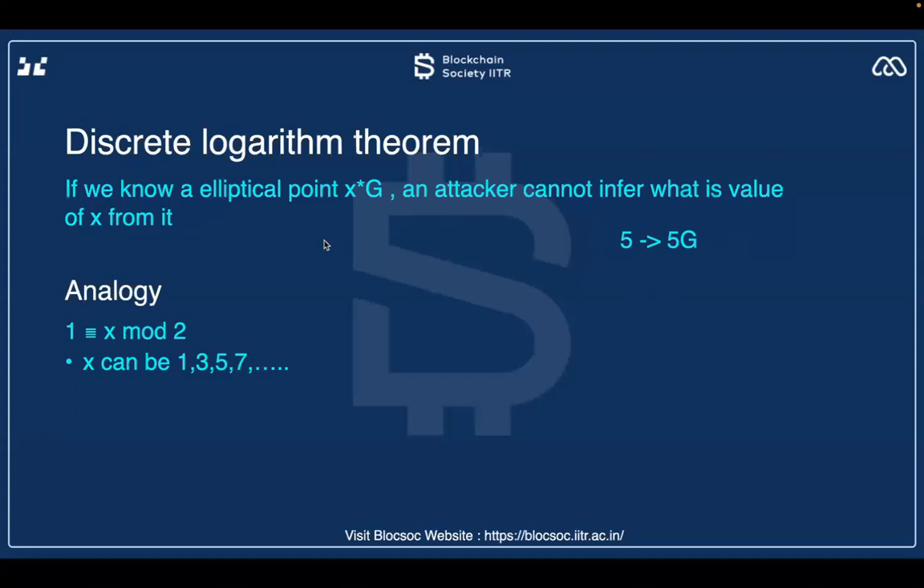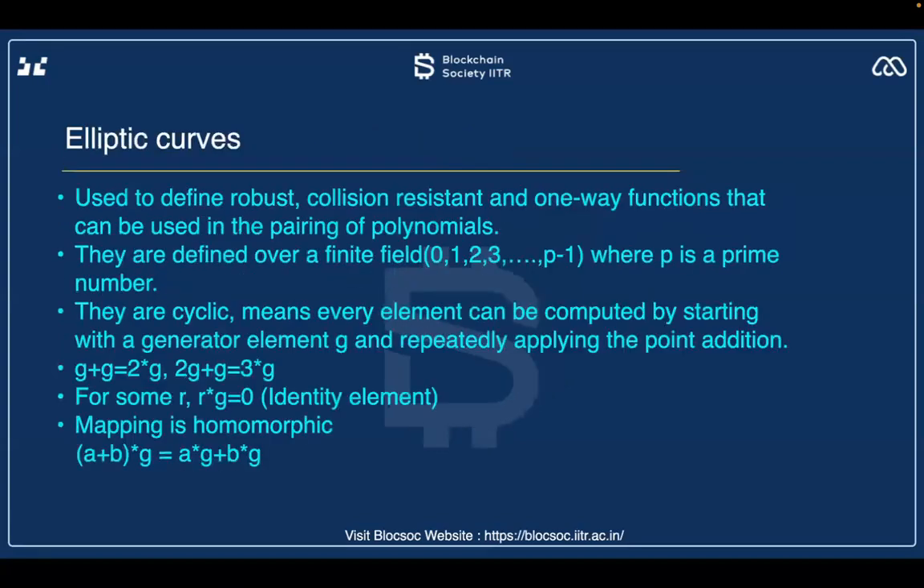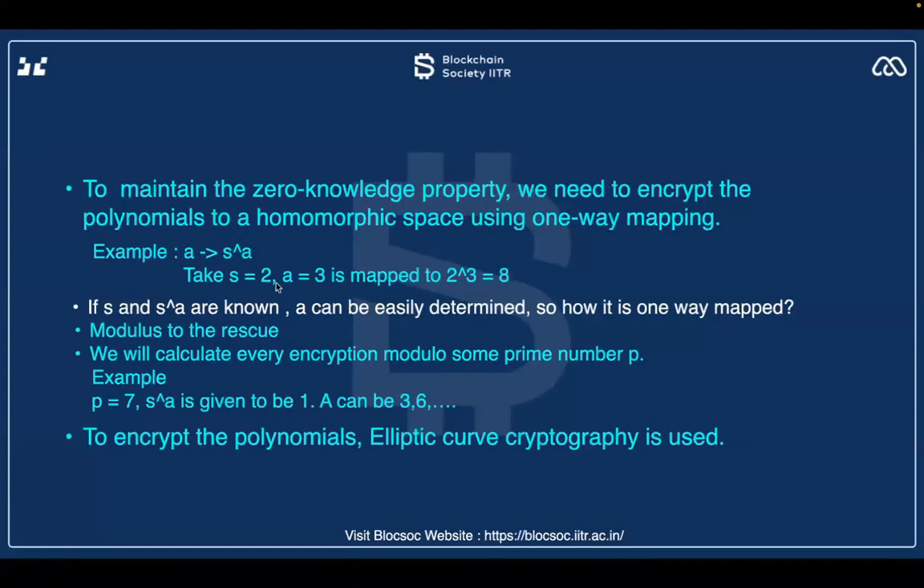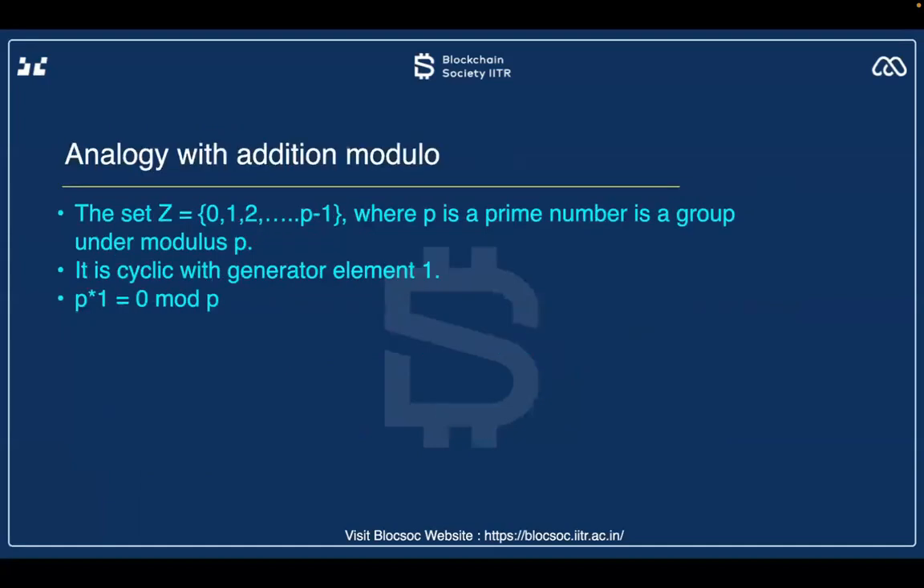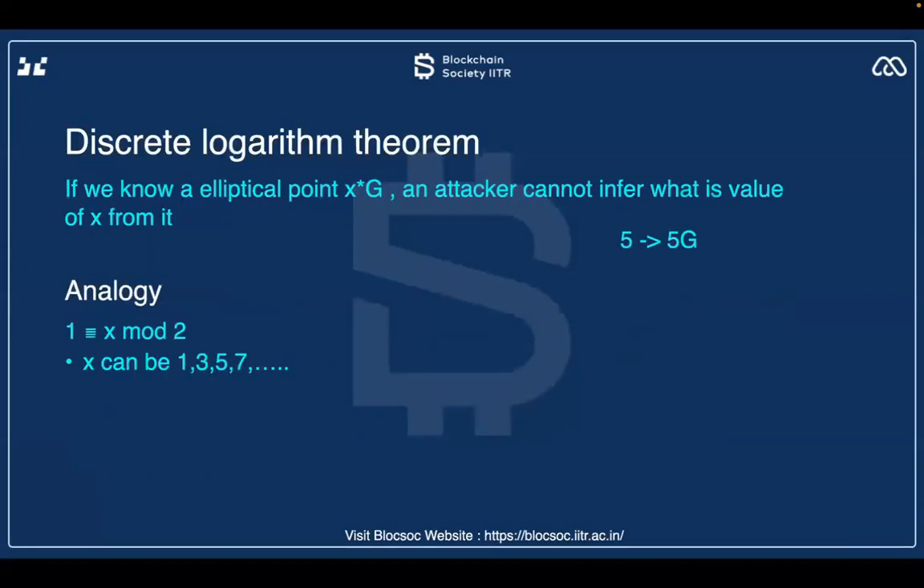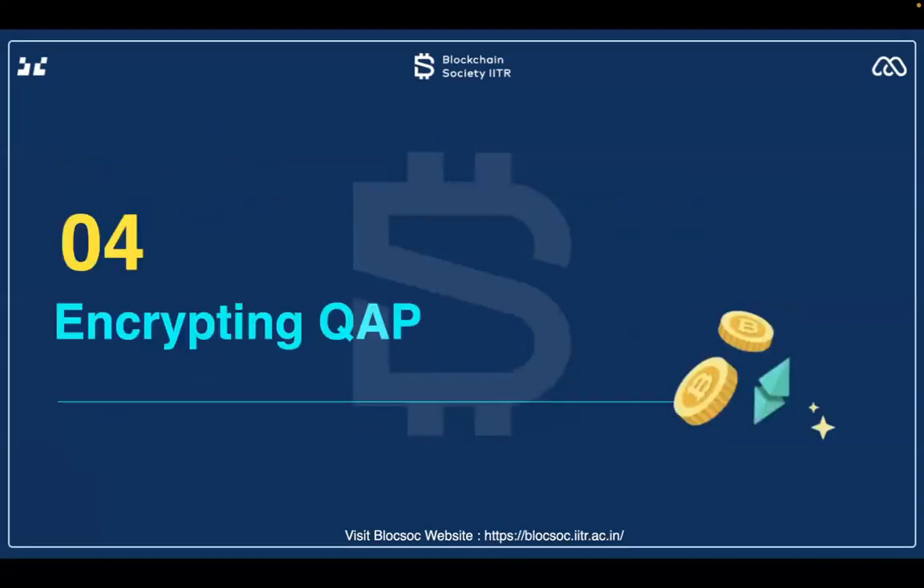So let's understand it with our previous analogy. This was equivalent to the analogy I discussed earlier, where in this encryption we were not able to tell whether a was 3 or 6. It also worked exactly like this. So that was all about the elliptic curve. This will be enough to understand how the QAP is encrypted.